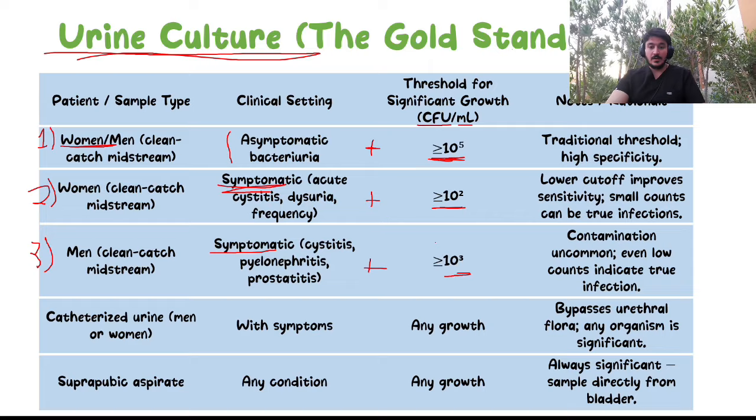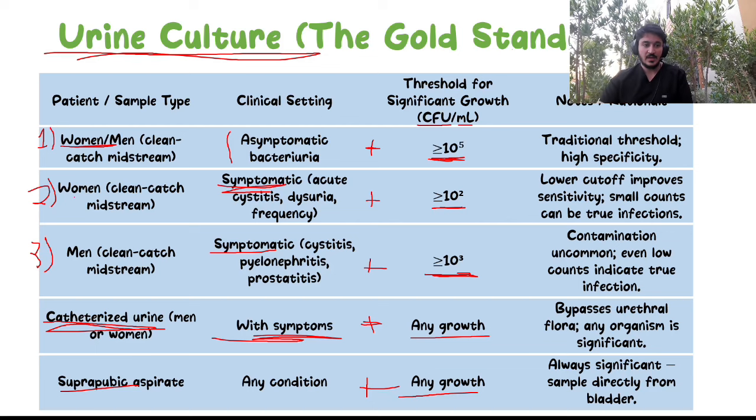Anyways, yeah, 10 to the power of 3. That's positive for UTI. And lastly, if we have catheterized urine with symptoms and any growth, that's positive for UTI. Suprapubic aspirate, any growth or any condition plus any growth will lead to UTI.